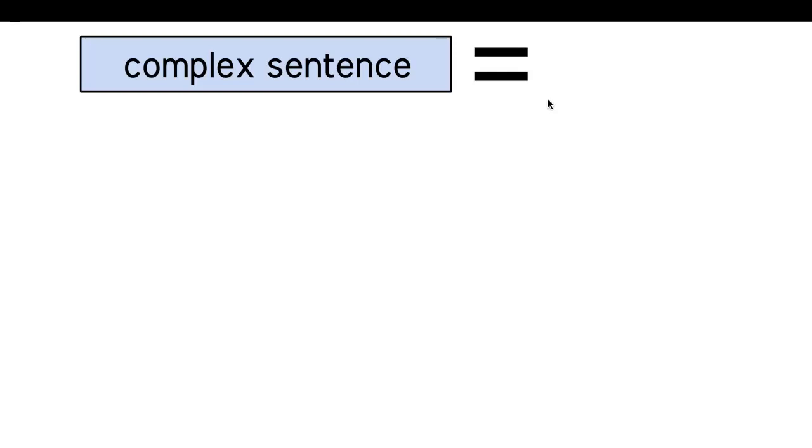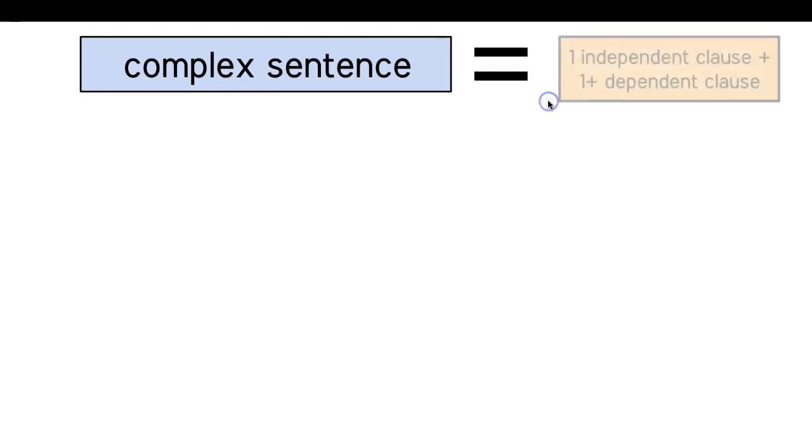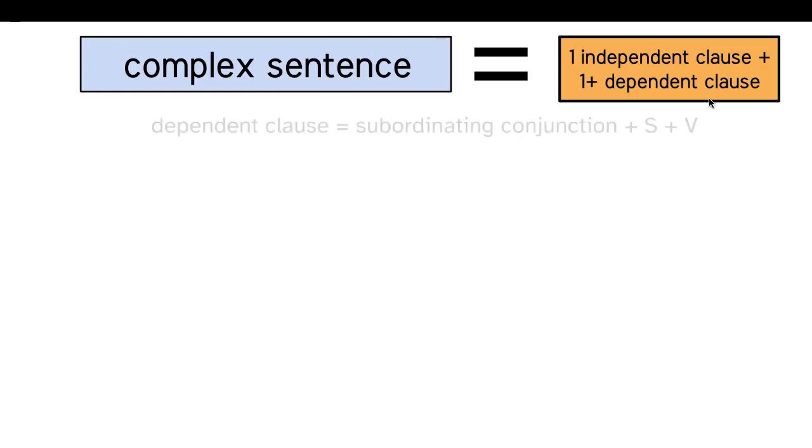So first we have to know, what is a complex sentence? It is a sentence that's made up of one independent clause and one or more dependent clauses. So on your paper, you need to add that little plus sign to the dependent clause to show that you could have more than one dependent clause. And a dependent clause is a subordinating conjunction that's followed by a subject and a verb.